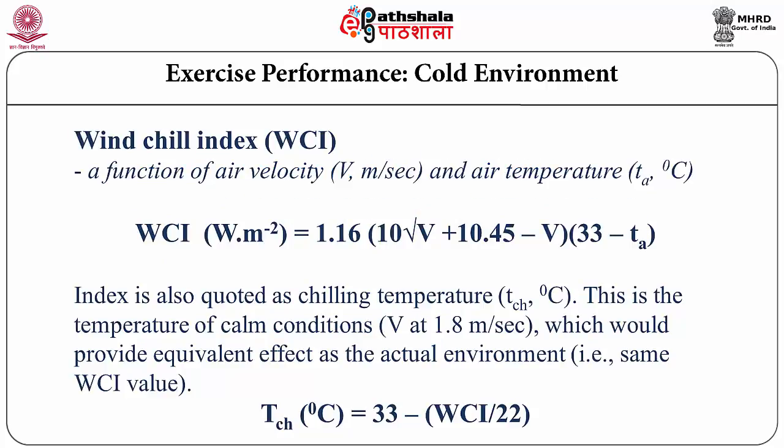For better clarity, I am explaining here how we can calculate the wind chill index, called WCI, which is a function of air velocity in meters per second and air temperature in degrees centigrade. In the equation you will find it has a unit of watt per meter square. Here, meter square means body surface area. If your body surface area is 1.5 meter square, you are expressing it in terms of 1 meter square. So these numbers were originally proposed in order to arrive at the wind chill index.